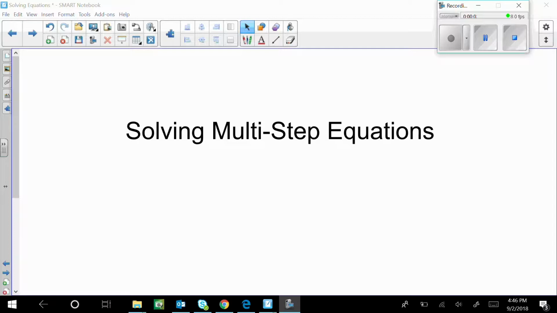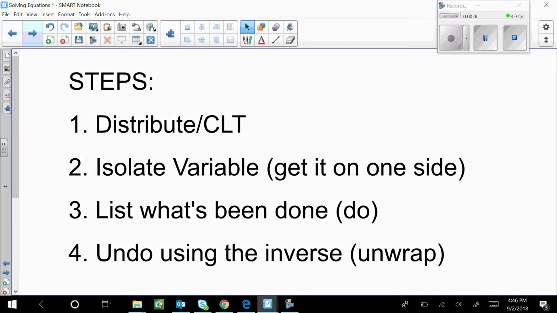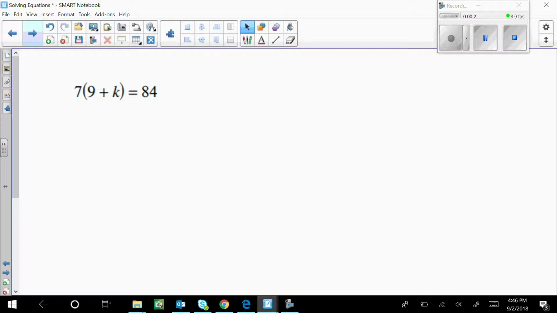In this session, we're going to be solving multi-step equations. There are 4 steps we need to make sure we do when we're solving multi-step equations. The first step is to distribute and combine like terms. To isolate variables, get all the variables on one side. List what's being done, that's your do section, and then undo using inverse, your unwrapping, that's your undo section.